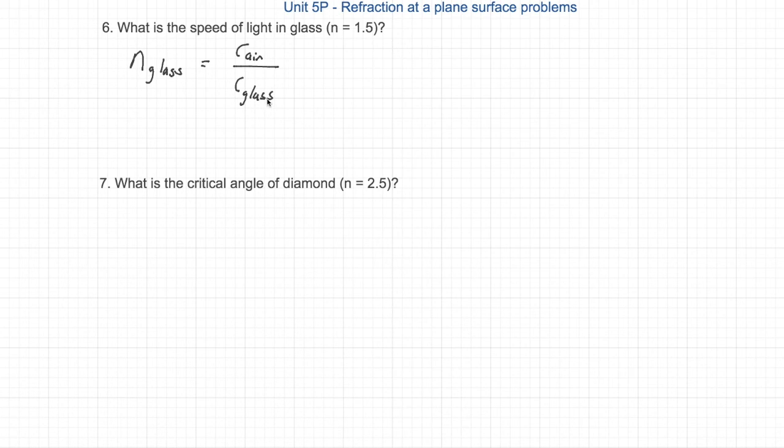So we're given that the index is 1.5. And we learned in Unit 1 that the speed of light in air is 3 times 10 to the 8th meters per second. So we can easily calculate the speed of light in glass now. And we find that it's equal to 2 times 10 to the 8th meters per second.